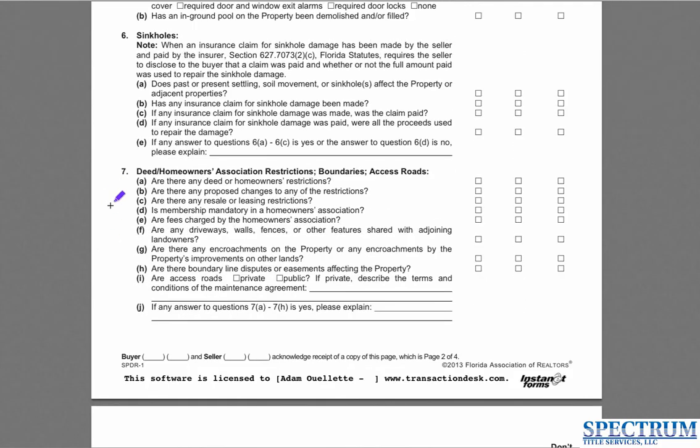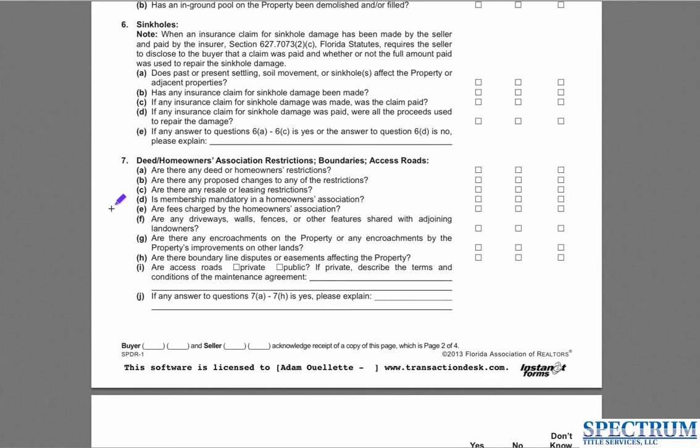Section 7, deeds, association restrictions, access roads. Now, this is not a substitute for any applicable condo or HOA rider or addendum that needs to be attached to the contract. This is just the disclosure form, so those riders need to be filled out as well if they apply. Because again, this disclosure is not part of the contract.